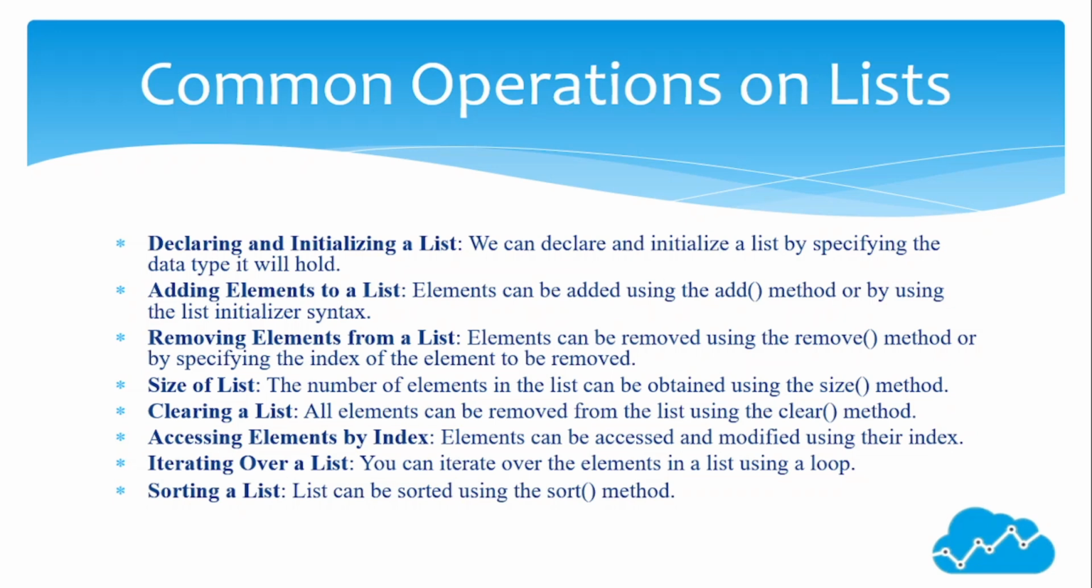Size of the list. The number of elements in the list can be obtained using the size method. Clearing a list. All elements can be removed from the list using the clear method. Accessing elements by index. Elements can be accessed and modified using their index. Iterating over a list. We can iterate over the elements in a list using a loop. Sorting a list. A list can be sorted using the sort method.